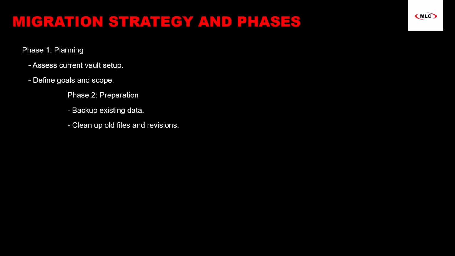Phase two is generally preparing for your migration. Now that we have a plan in place, this is usually where I go grab the backups and I clean up any old files and any old revisions, and I make sure that that data is all checked into the vault and ready for the copy. Phase three is executing the migration. This is where we usually use our migration tools to move the data from point A to point B. This is also where the users would get locked out of the system while we're doing the work.